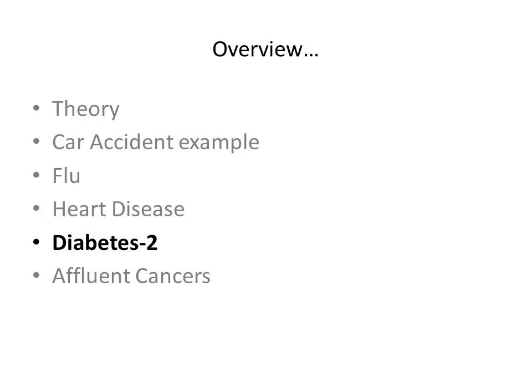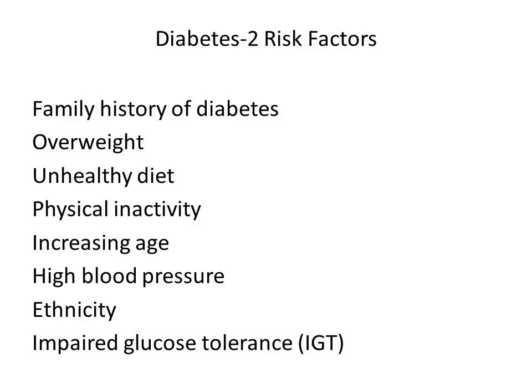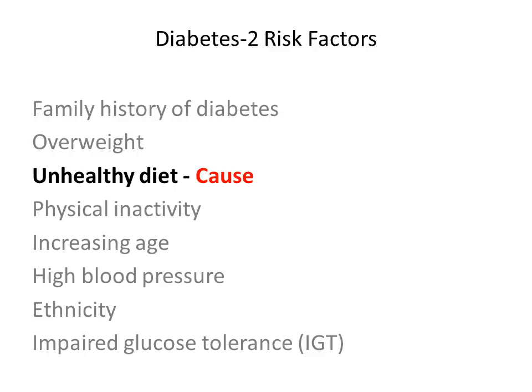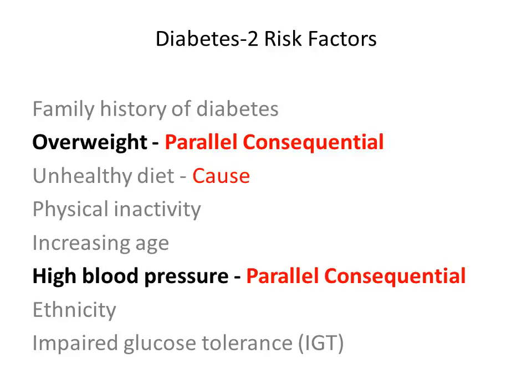Next, we will have a look at diabetes type 2. Here is a list of risk factors that were mentioned on the website. Family history of diabetes, being overweight, unhealthy diet, physical inactivity, increasing age, high blood pressure, ethnicity, impaired glucose intolerance. When looking at heart disease, we already saw evidence of reversibility of diabetes type 2. That means that this disease is also caused by the high-fat animal and processed food diet. We saw under heart disease that also weight came down, and so did blood pressure, as diabetes type 2 disappeared through the diet change. This makes those factors parallel consequential.